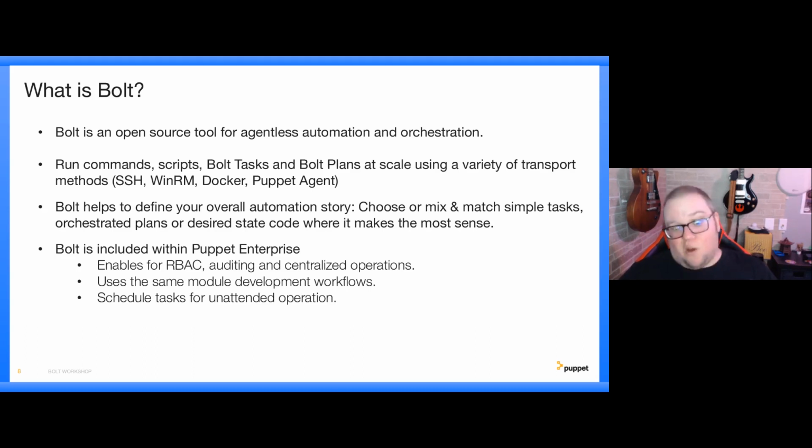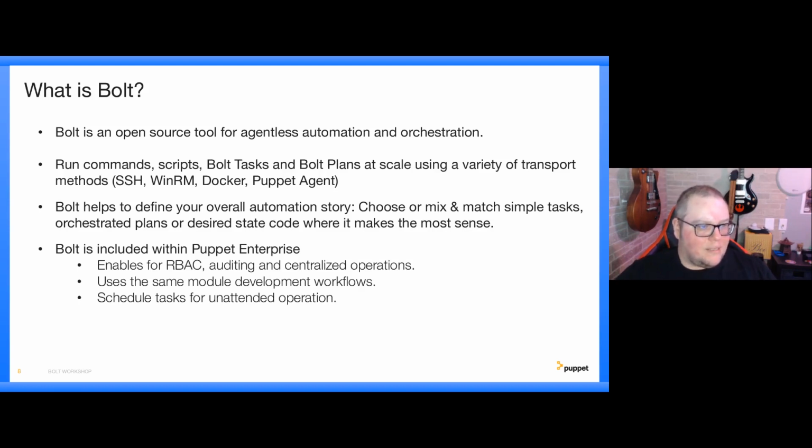So we have this spectrum of what we can do with it, and then we can scale across a variety of transports. So we can use SSH, WinRM, can actually connect to the Docker socket, or can use the Puppet agent. And we won't spend a lot of time talking about inside of Puppet Enterprise today. We'll talk about the differences between a Bolt project versus adding something into Puppet Enterprise. Just know this, that if you need to hit a target for one of these tasks or scripts or anything like that, and you don't have WinRM capabilities, the Puppet agent can be deployed and it can be used as a transport.